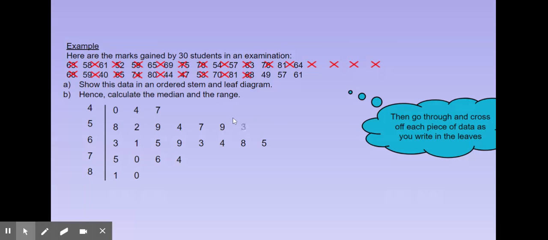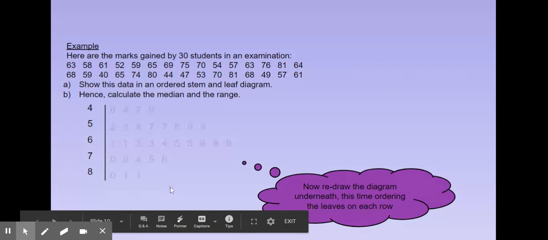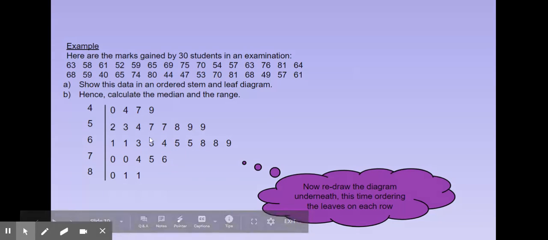Now once you have crossed and placed all the values, you need to redraw the diagram underneath, ordering the leaves. Take the first one: the leaves are in the order 0, 4, 7, 9. I will reorder them in ascending order. We didn't miss any values and the leaves are in the right order. It will give us 2 marks.